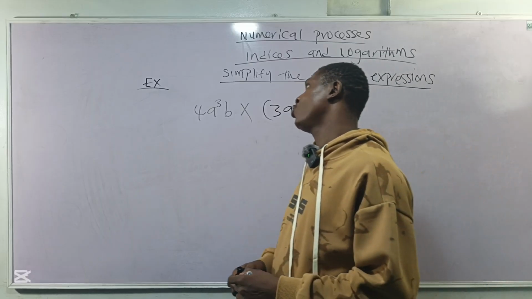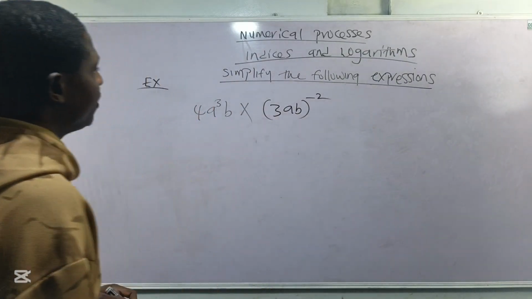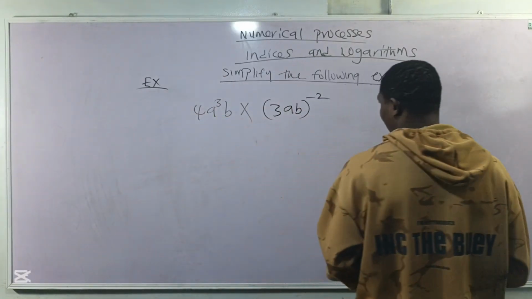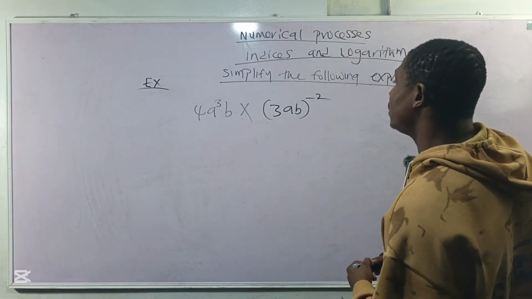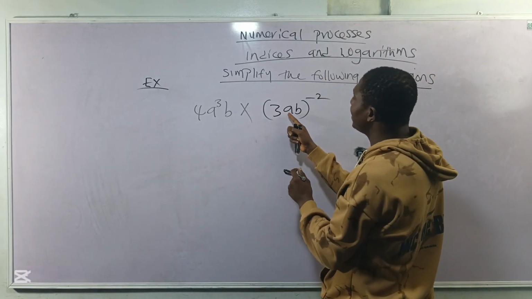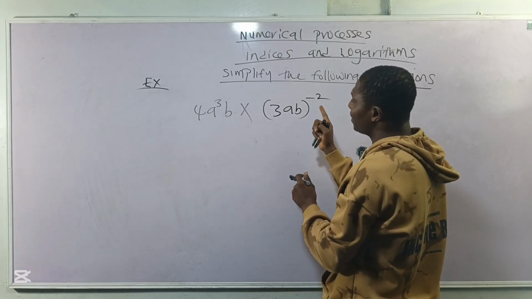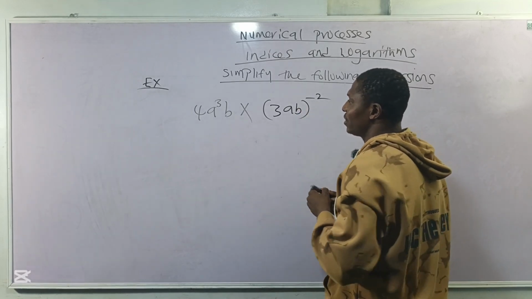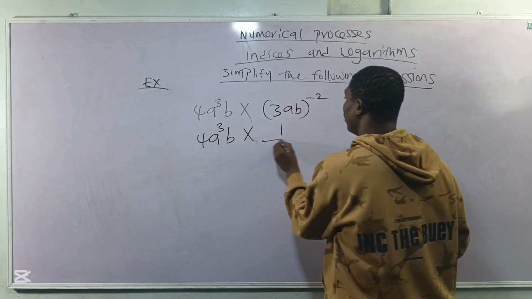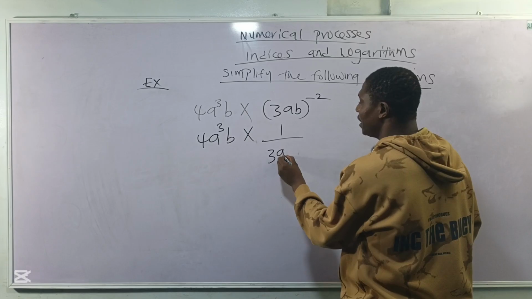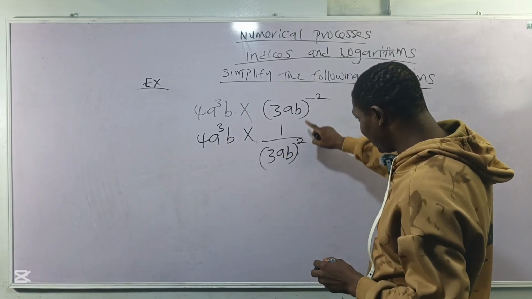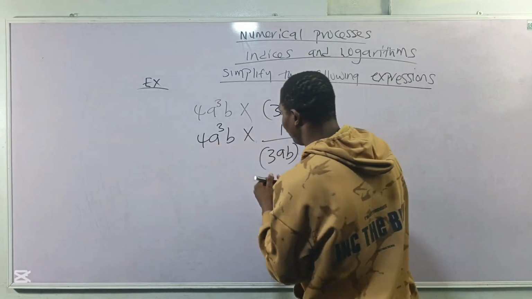We have 4a raised to power 3b times 3ab in bracket raised to power minus 2. How are we to resolve this? This is not like the previous example, because if you observe, the negative 2 here is affecting 3ab, but the previous one was only affecting the b. How do we do this? So we simply have 4a raised to power 3b times 1 all over 3ab in bracket raised to power 2, to remove my negative sign. So we can resolve this separately.